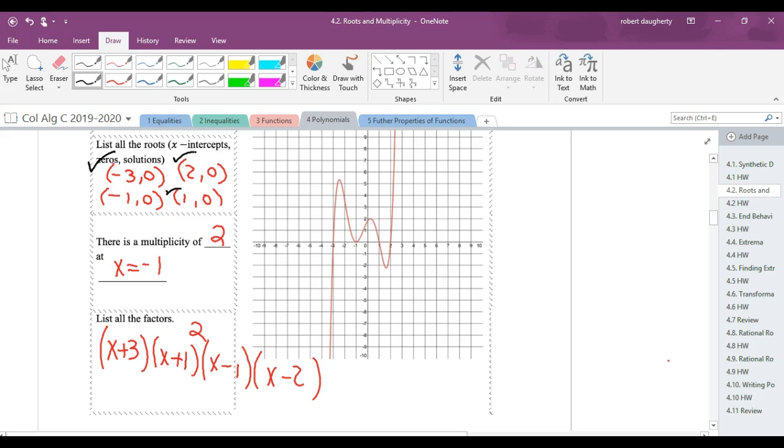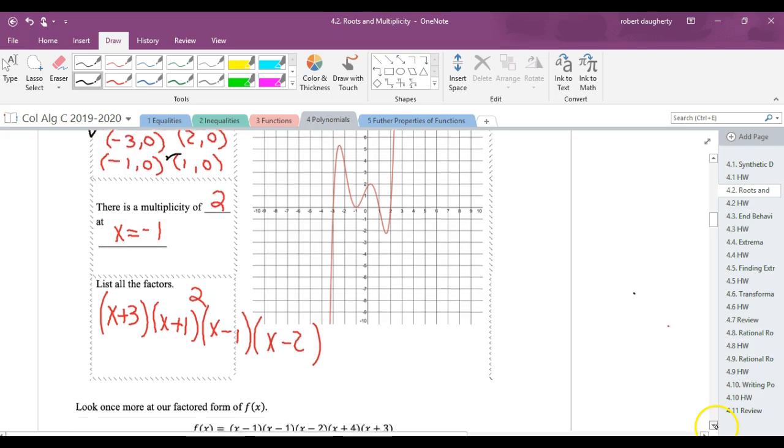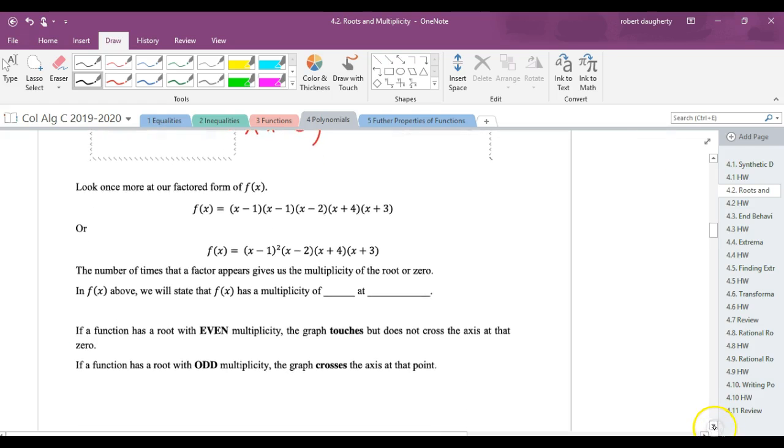So for our purposes, if a factor is raised to the first power, I cross the axis. If it's raised to the second power, I do not. We're not going to deal with the fourth, the third, the fifth, and all that kind of stuff, okay? It's hard to graphically tell the difference. But when I give you a graph like this, you know this is x equal negative 1. That's multiplicity of 2. The factor is x plus 1. That factor has to occur twice. So you know there's going to be an x plus 1 squared that happens there.